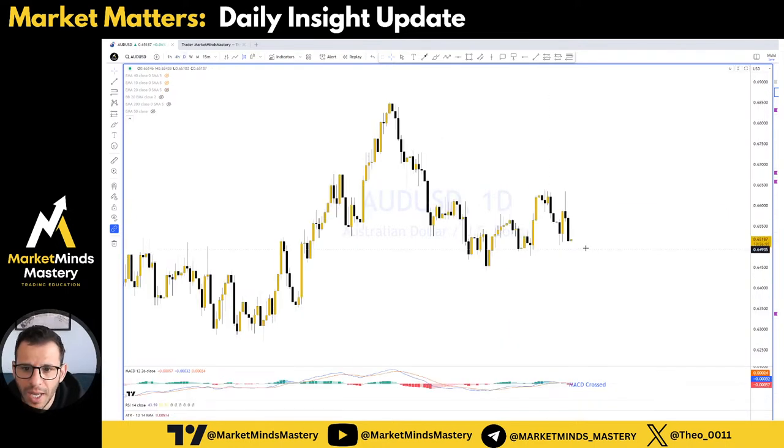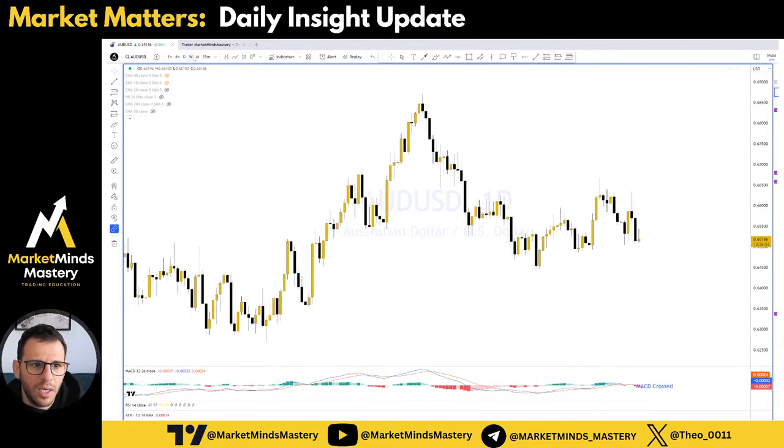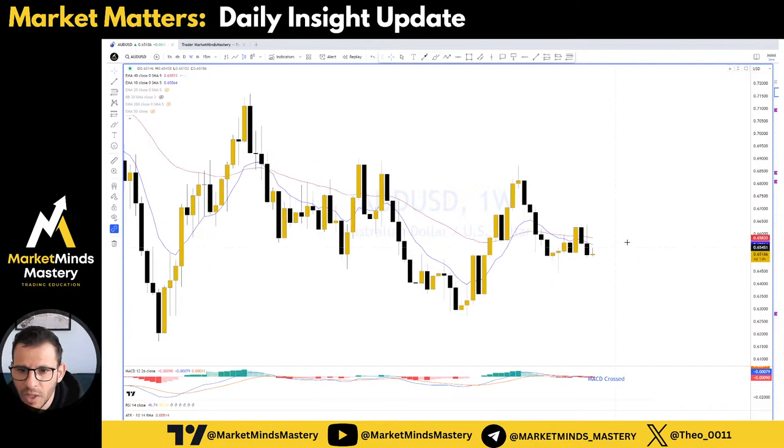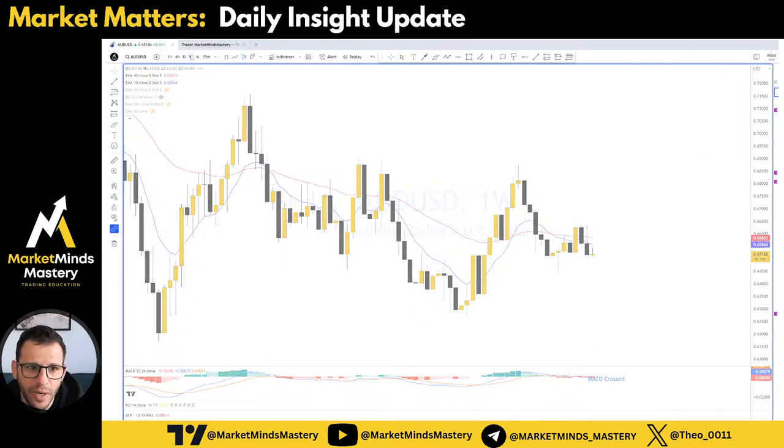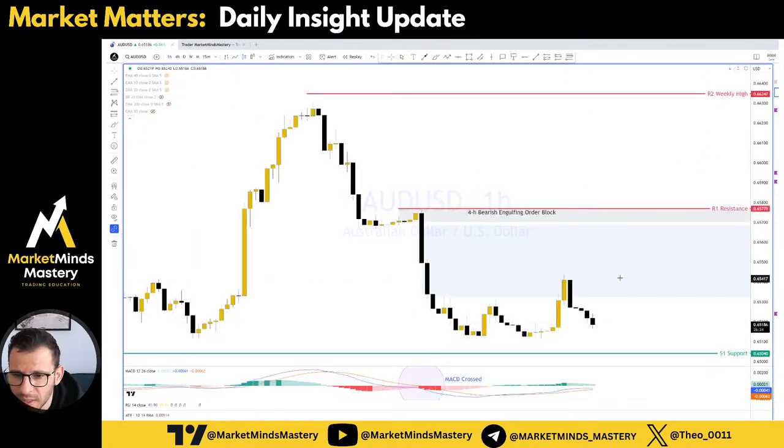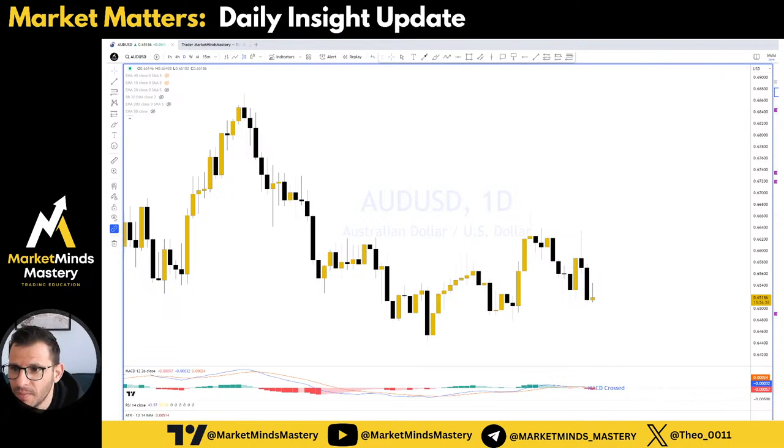So for now, and especially if you go on the weekly time frame, all the majors are weak against the US dollar. So the price might continue falling. Temporary pullbacks and filling up these gaps here can help to sell at a more advantageous price.